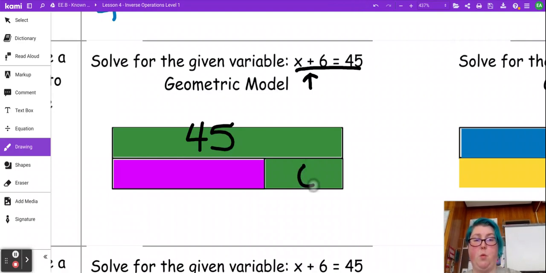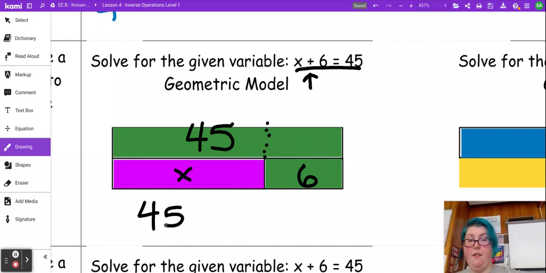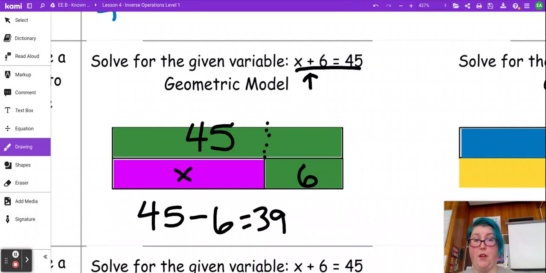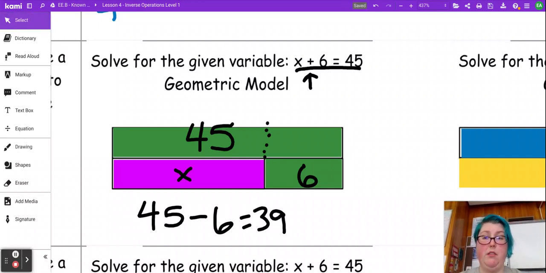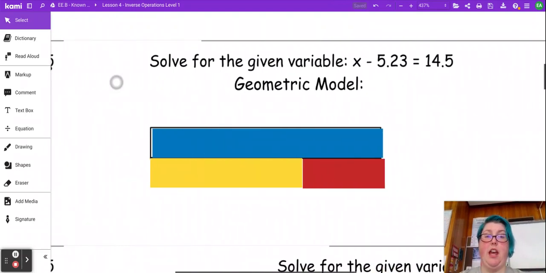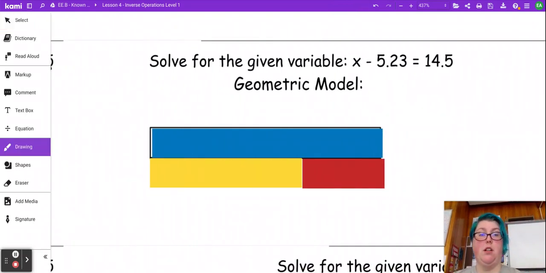So that means we know 6, we do not know x. Well, in order to figure out x, that is part of 45. 45 minus 6 is 39, because 39 plus 6 equals 45. So when you are adding your variable, that's what the model looks like. Now let's look at what happens when you are subtracting.